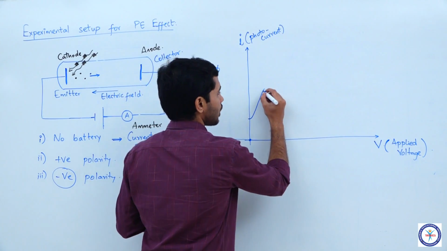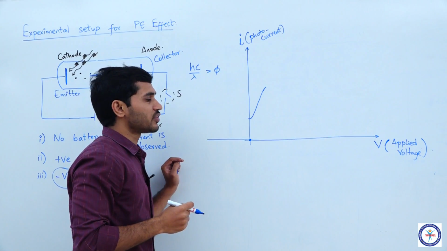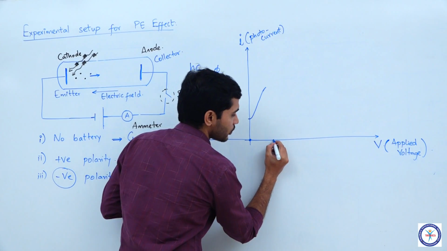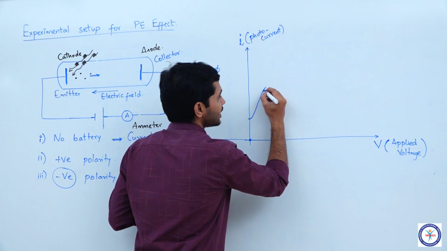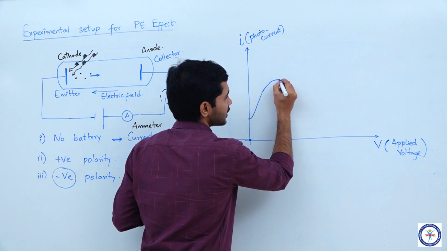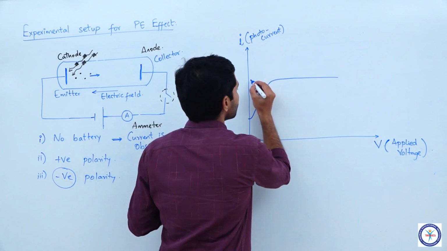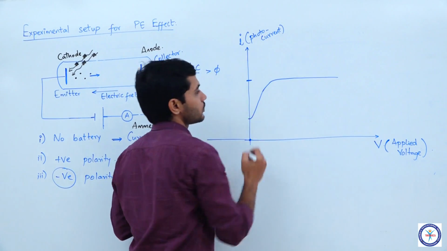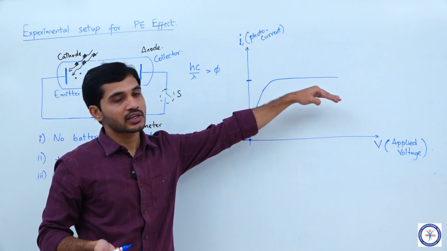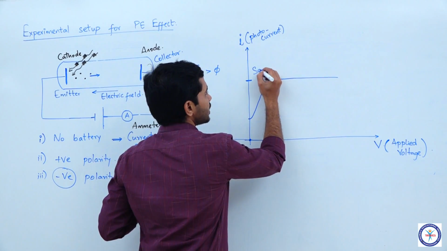But there is one important thing that happens here, which is a very important feature of the photoelectric effect. After a while, if you keep on increasing the voltage, the current increases and increases, but after a while the current stops increasing and it becomes constant. The maximum value that the current reaches before becoming a constant value is what we call the saturation current.